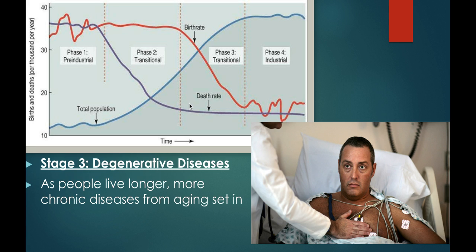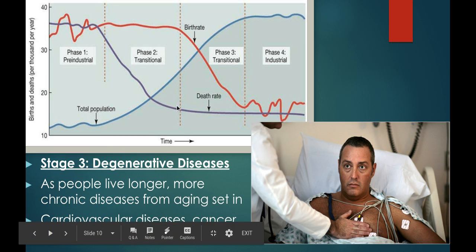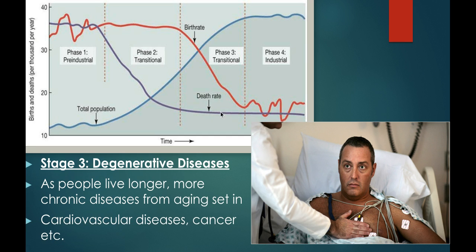Stage 3, when we live longer. So chronic diseases, ones you live with but that aren't going to kill you right away, are the ones that start to get us: heart disease, cancer. We have all these systems in place, so stage 3 allows us to die what we would call a natural death.